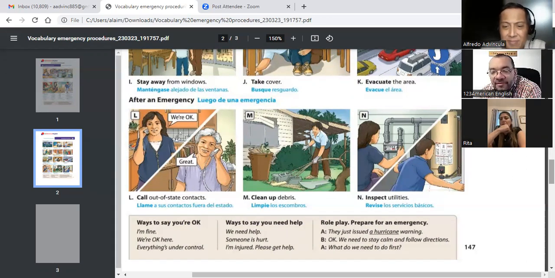Role play: prepare for an emergency. Letter A. Can you read it, teacher? Sure. They just issued a hurricane warning. And letter B: we need to stay calm and follow directions. And what do we need to do first?